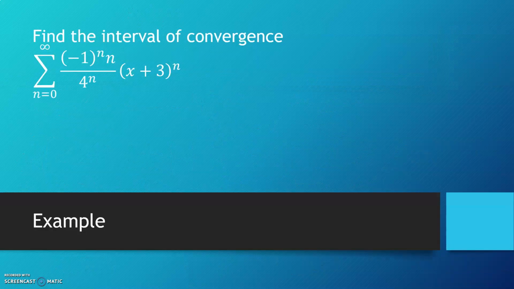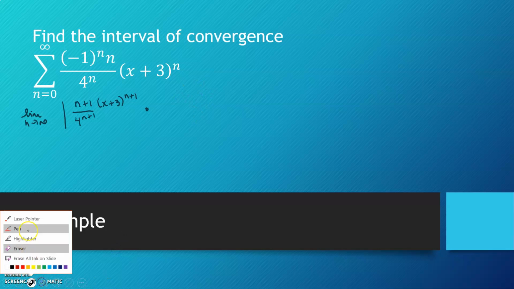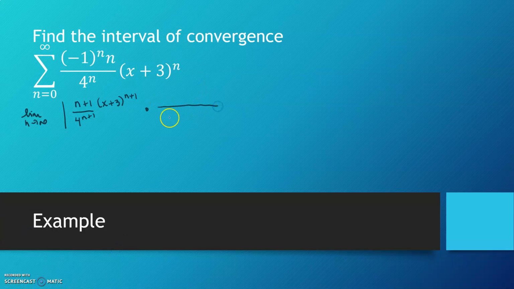All right, here's another example. I don't have the steps written on this one. So we're going to do the ratio test first. Oops. That goes in the denominator, obviously, because I need to do the reciprocal.